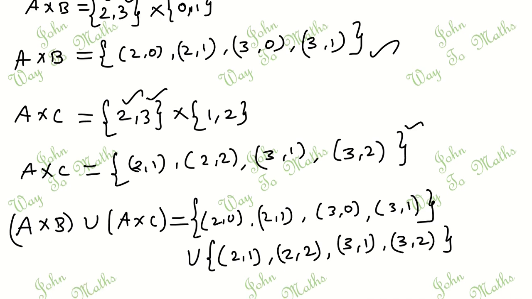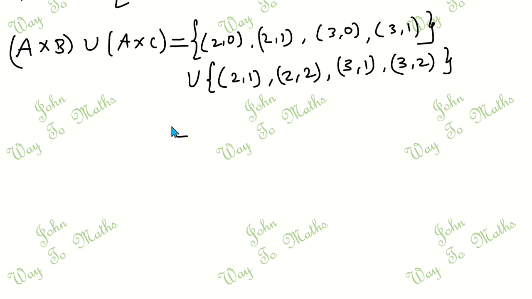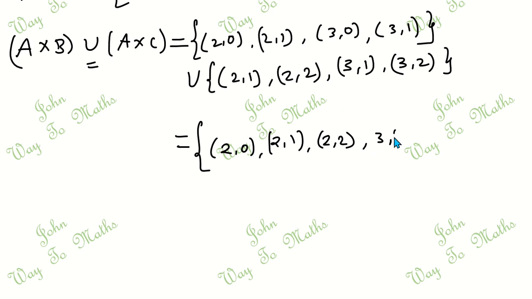So next I'm going to use the union condition, so which is equal to, so I'm going to apply the union condition. So 2 comma 0, then 2 comma 1, it is enough to write it only once, then 2 comma 2, then 3 comma 0, then 3 comma 1, then 3 comma 2 is there.